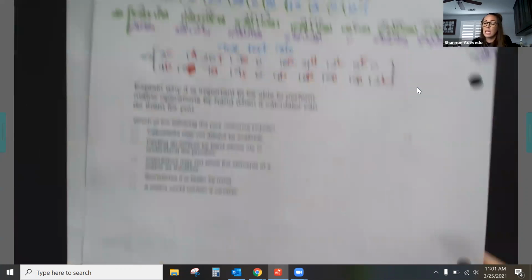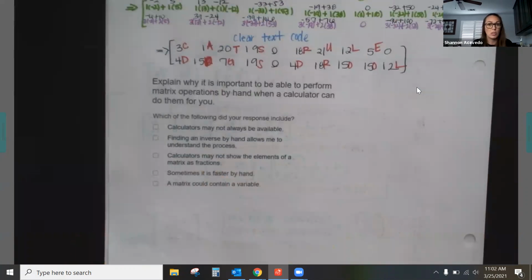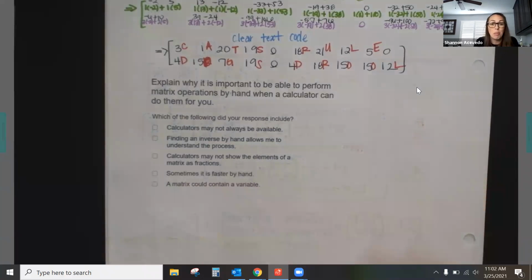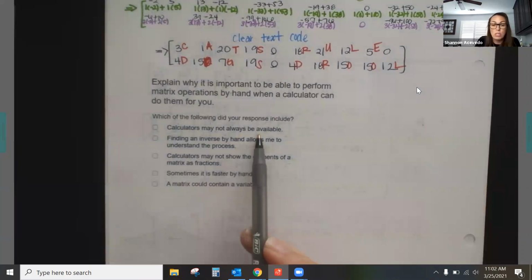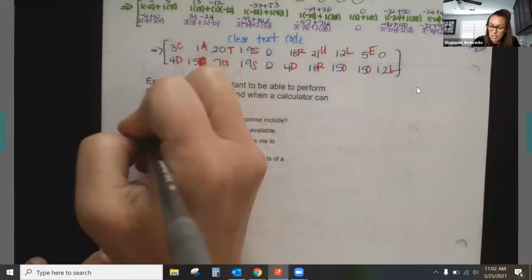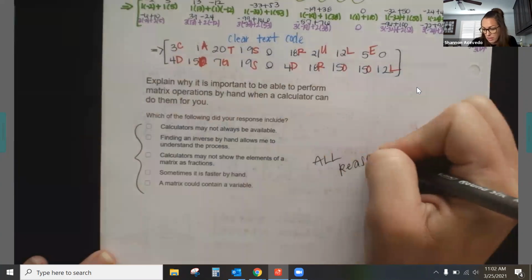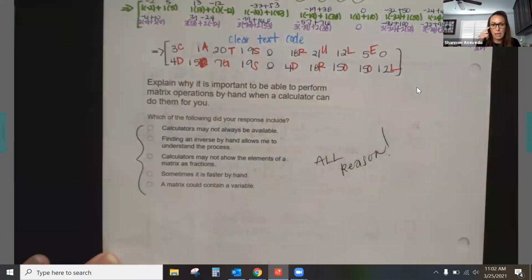My last little piece is it asks you to explain why it is important to be able to perform matrix operations by hand when a calculator can do them. Some of these are hard to put into words, so I thought it'd be good to discuss this because it is one of your questions. So some sample reasons: calculators may not always be available. What if you don't have a calculator with you? You need to know how to do it, right? These are all valid reasons on why you need to know how to do it by hand.